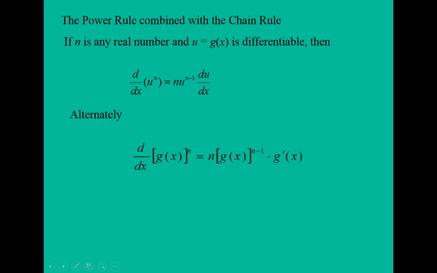And another way of writing this, just instead of writing the inside function as u, our inside function is g of x. And notice, we're applying the power rule, bring the n down in front, subtract 1 from the power. Now we have to multiply that times the derivative of the inside function. So you can see the power rule and the chain rule in action in this one problem.